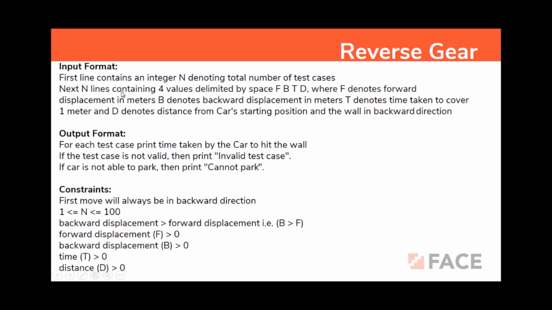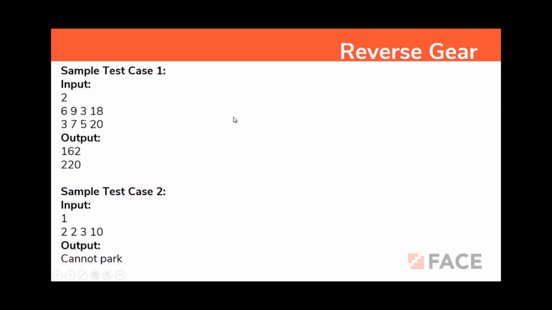Before we go to the next one, let's try to understand something about D. F is the forward displacement, B is the backward displacement which will happen first, T is the time taken for every meter, and D is the total distance between the car's starting position and the wall in the backward direction. So let's move to the sample test cases.